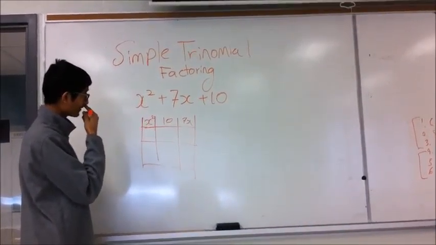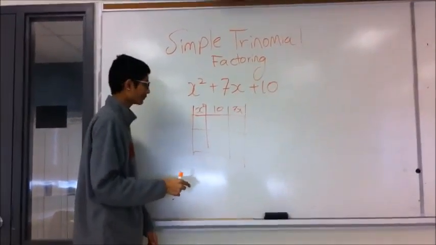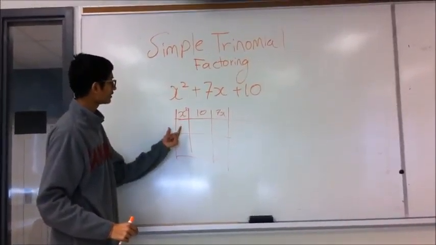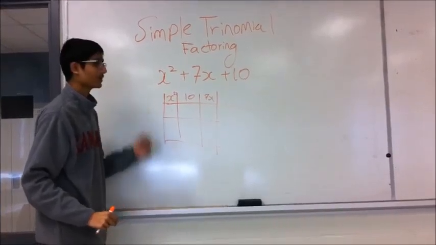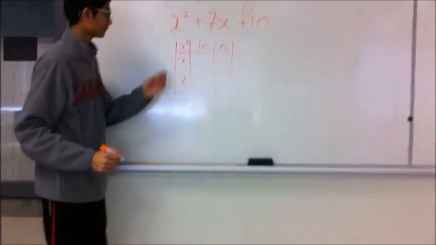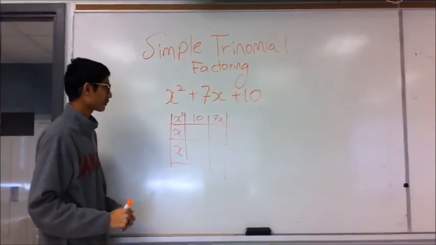So now, first we have to ignore 10 and 7x. We have to first concentrate on x squared. We have to think what two variables will multiply to give you x squared. And the only possible answer would be x times x, which would give you x squared. So we're done the first portion.